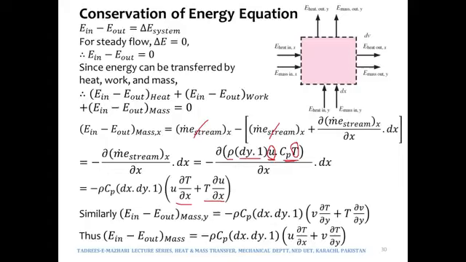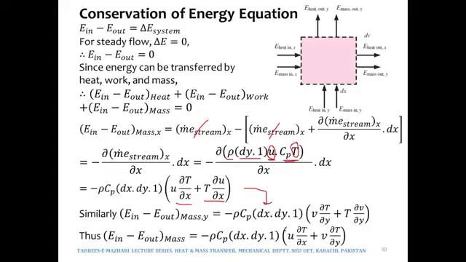Similarly, we can write the E in minus E out, total change in the energy delta E due to mass in y direction, in this form, right? So it would remain minus rho Cp times the volume dx dy into 1, and then instead of u we will write v, instead of ∂T/∂x we will write ∂T/∂y, and similarly over here in place of ∂u/∂x we will write ∂v/∂y, right?